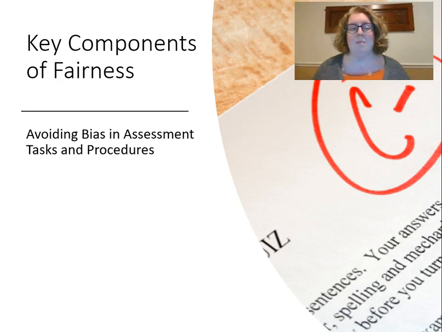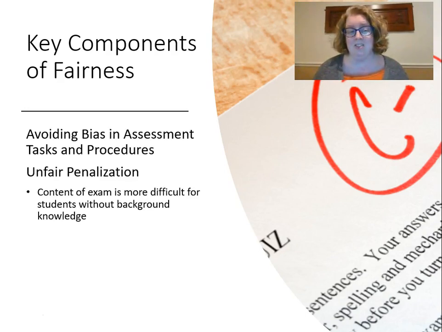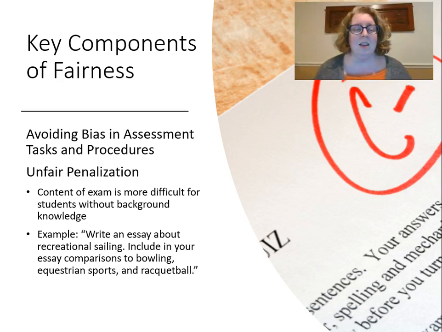Another one is avoiding bias, so unfair penalization. The content of the exam is more difficult for students without that background knowledge. That includes the types of passages we ask students to read about. It's easier to read a passage about things you're familiar with. So if I have a whole passage about life on a farm, it's going to be easier for kids who grew up on a farm than for kids who didn't, right? So thinking about that, that's particularly important for students who didn't grow up in the United States.